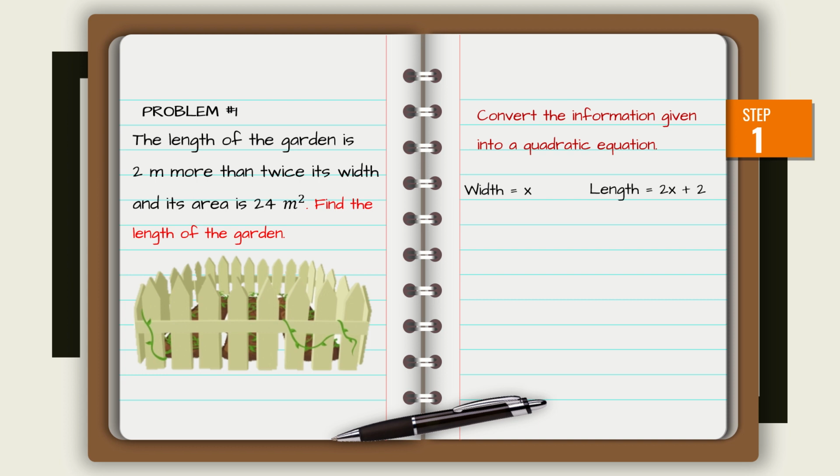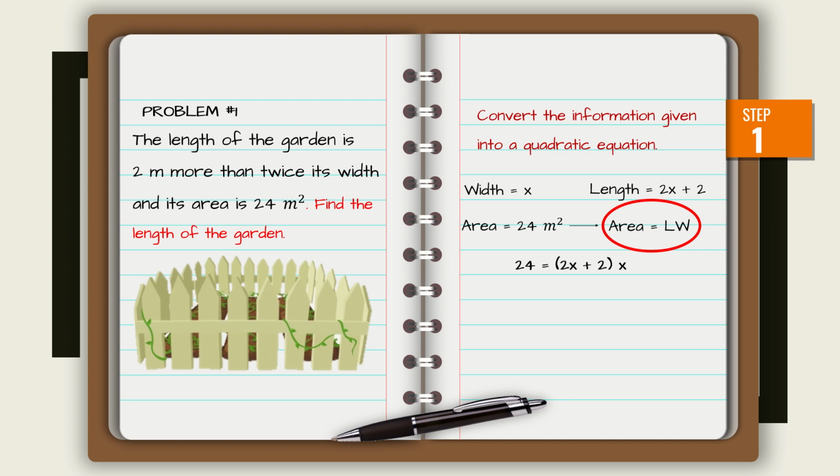Since it says in the problem that the length of the garden is 2 meters more than twice its width, and the area is 24 meters squared. In finding the area, we have area is equal to length times width. And then, let's substitute it in the formula. We have 24, which is the area, is equal to length, which is 2x plus 2, times the width.